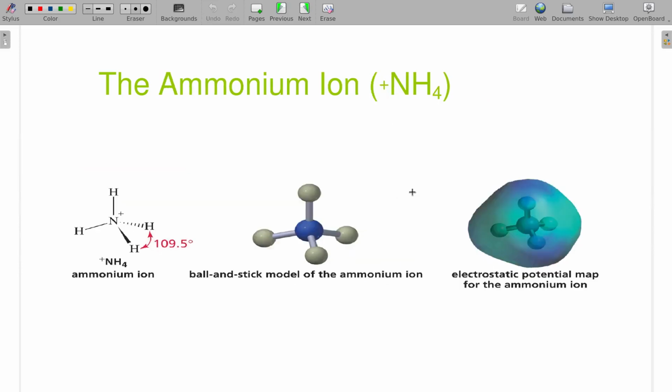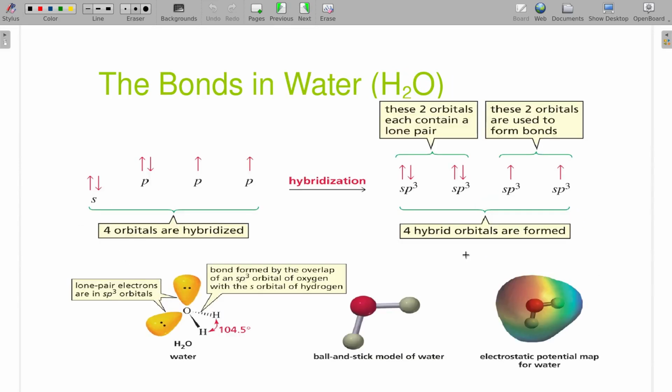And same thing, for the most part, applies even if I made NH4. NH4 will be a positive, but it still has 1, 2, 3, 4. That's still sp3 hybridization necessary. Water, 1, 2, 3, 4 things, needs sp3 hybridization.